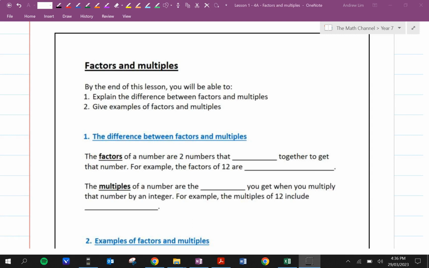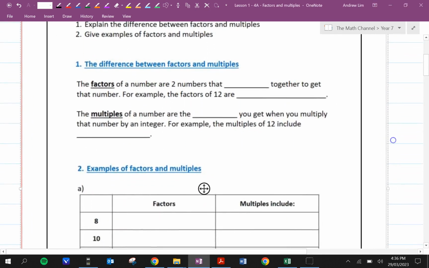In this video, we're going to be looking at factors and multiples. So by the end of this lesson, you'll be able to do these two things: explain the difference between factors and multiples, and give examples of factors and multiples. So let's have a look at the first part, the difference.